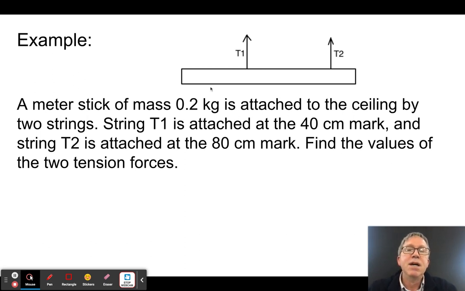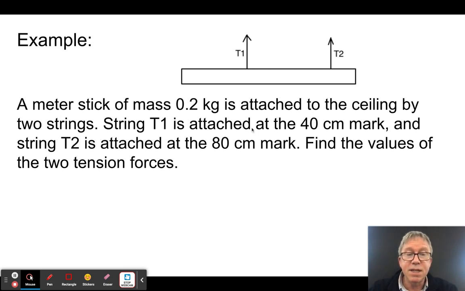I'm told I have a rigid object like a meter stick. I have 2 forces acting on it. It's just hanging here from the ceiling. And they're going to ask you, what are the 2 tension forces? How do you go about solving these problems? Well, there is a trick to it. So let's just learn the trick.